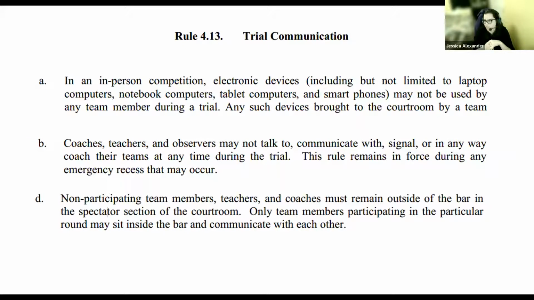And this stays in effect even if for some reason we have to take some sort of emergency break. The witnesses and attorneys are expected to stay in their seats, and they can again talk to each other, pass notes among each other, but anybody who's not on this side of the bar can't talk to each other. Okay.